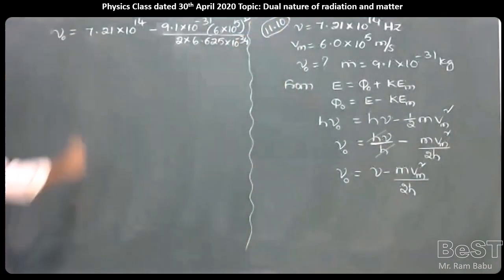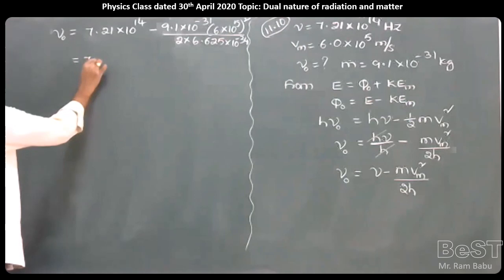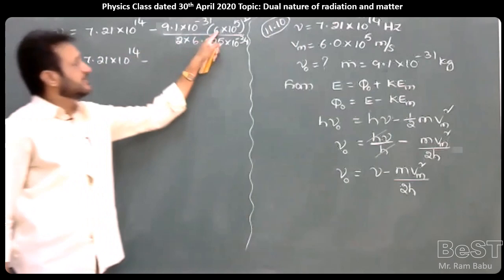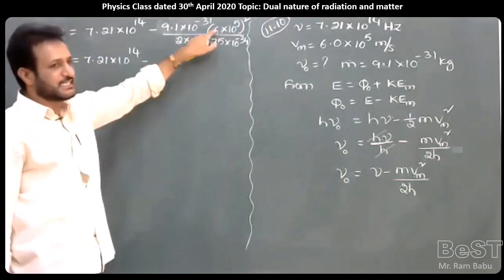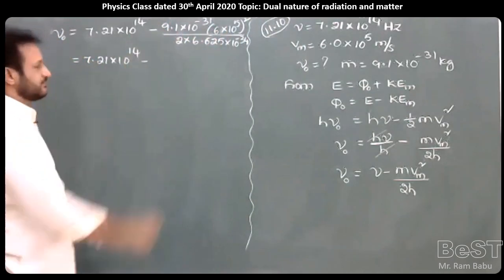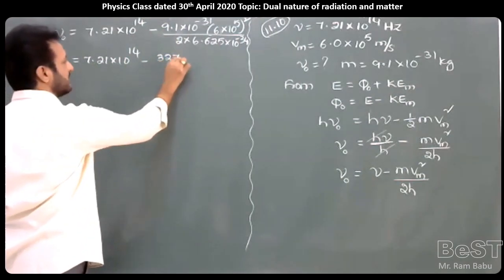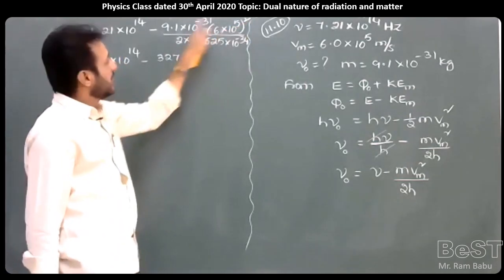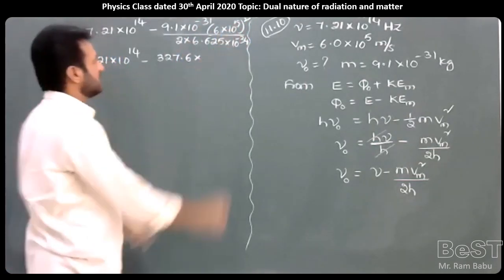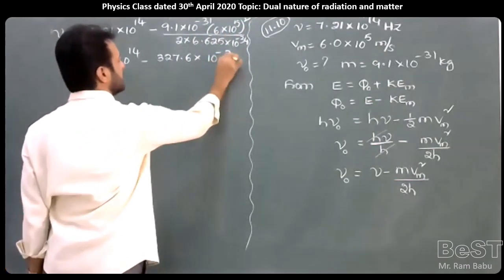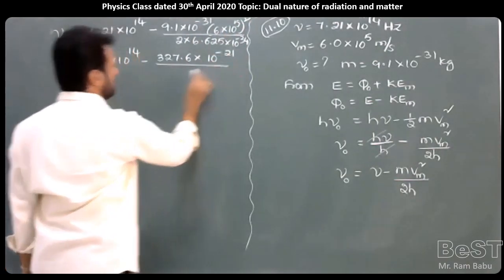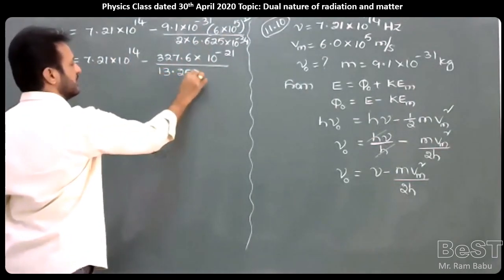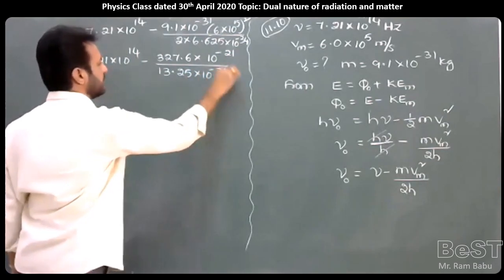Now step by step we may simplify. 7.21 into 10 to the power of 14 minus 6 into 10 power 5 whole square. 6 6s are 36. 36 into 9.1 is 327.6 into 10 to the power of 5. 2 fives are 10, minus 31 plus 10 is equal to minus 21, divided by 2 into 6.625, 25 into 10 to the power of minus 34.